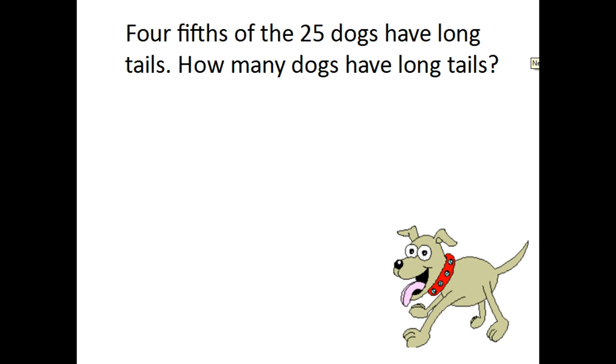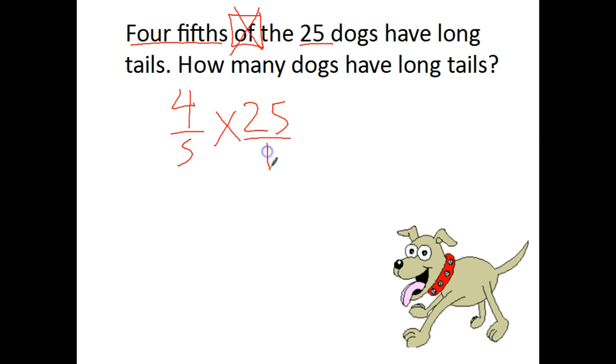How does this work for story problems? 4/5 of the 25 dogs have long tails. How many dogs have long tails? Well, 4/5 and 25 are my two numbers. This word right here, of, actually means times. So 4/5 of, which means times, 25 is going to give me my answer. I'm doing the same thing I just did previously because I got a fraction times a whole number. So step 1, get my 1 under there. 4 times 25. Think quarters. 4 quarters equals 100.